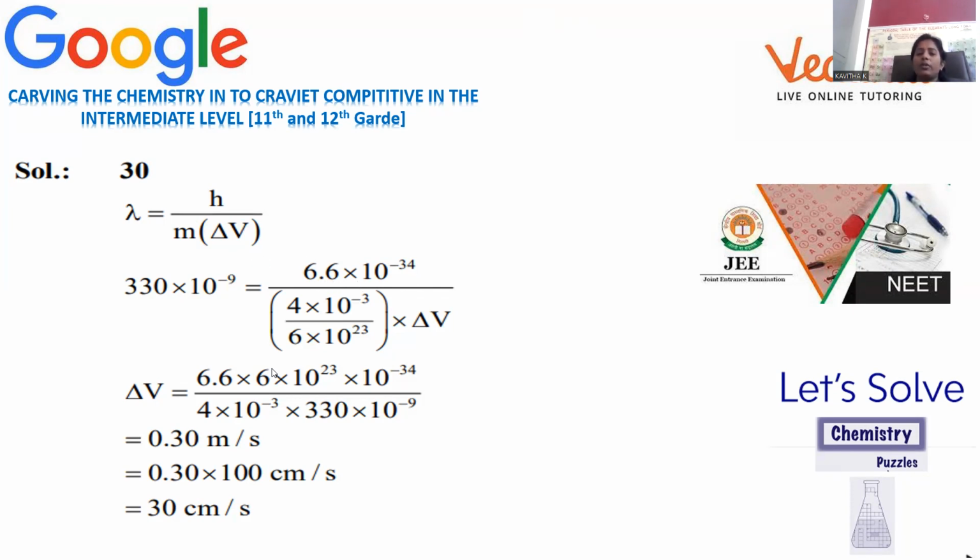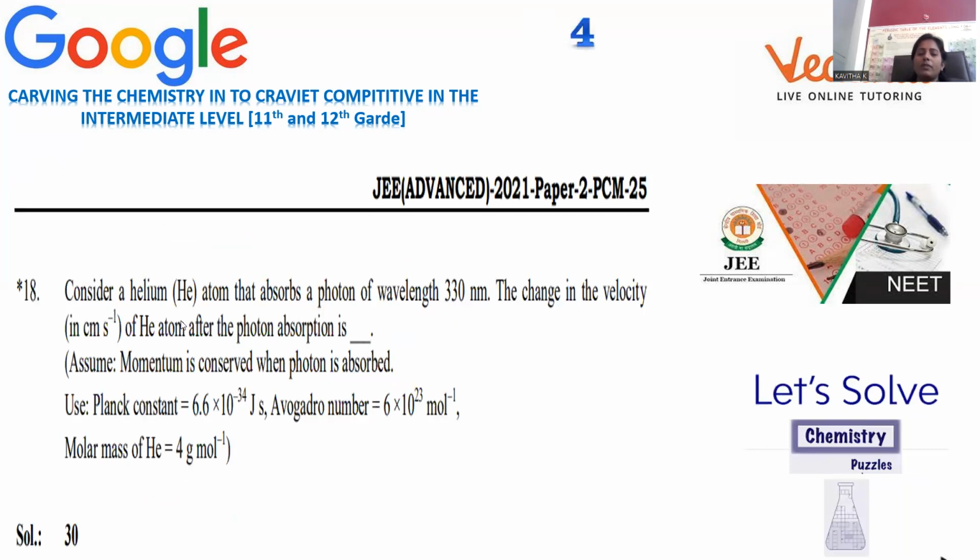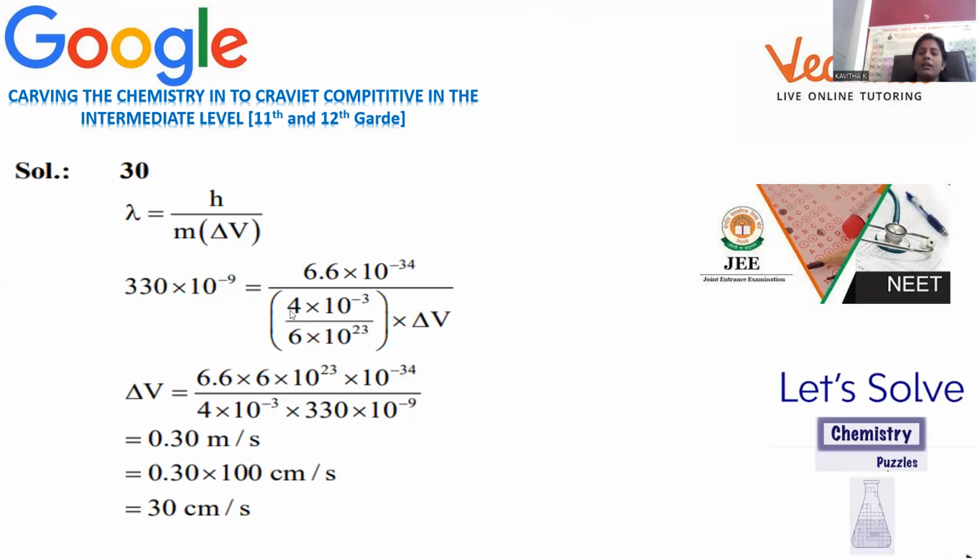m denotes the molar mass of helium. Helium being atomic number 2, so let me double that. So 4 is the atomic mass of helium, and it can be multiplied with 10^-3. And the Avogadro number, 6 × 10^23, can be taken. Here we have delta v, the change in the velocity after absorption of the photon, to be calculated.